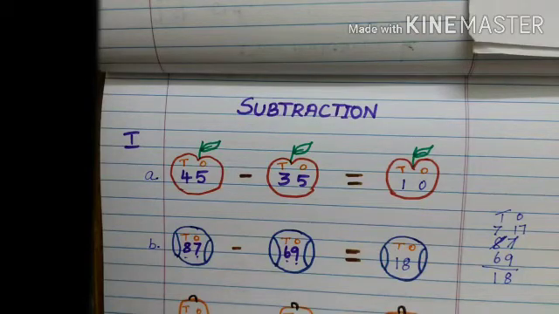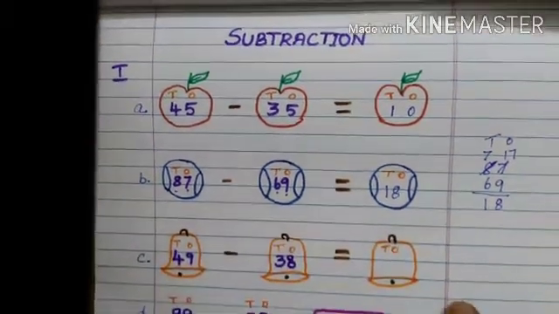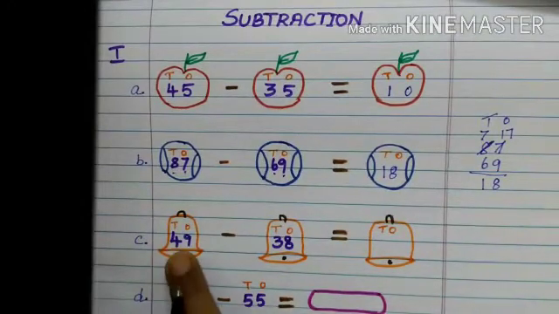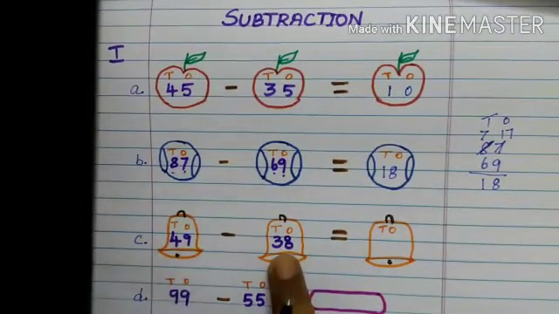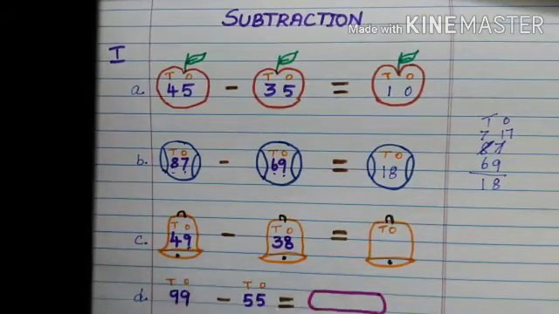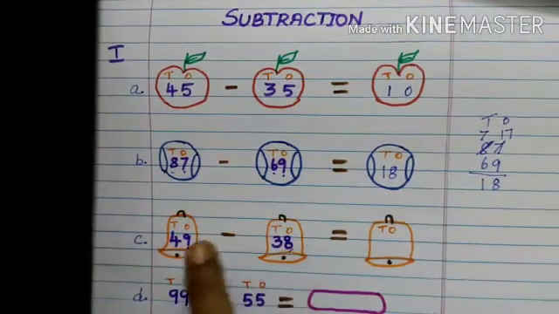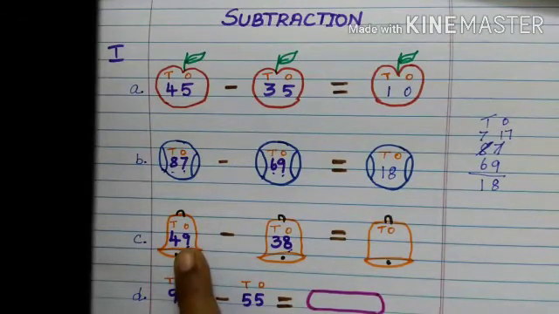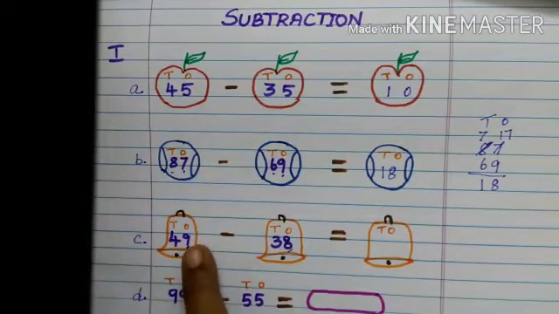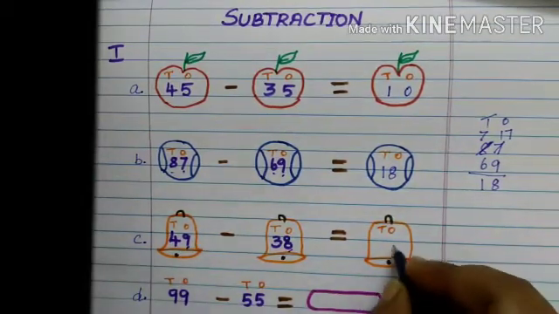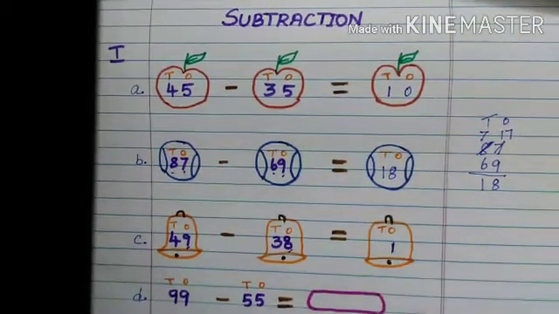The next sum, 49 and 38. Compare the ones place. The first number is 9 and the second number is 8. Subtract now, 9 subtract 8. 8 is the number before 9, so the answer is easy to find. The number after 8 is 9, so the ones place is 1.